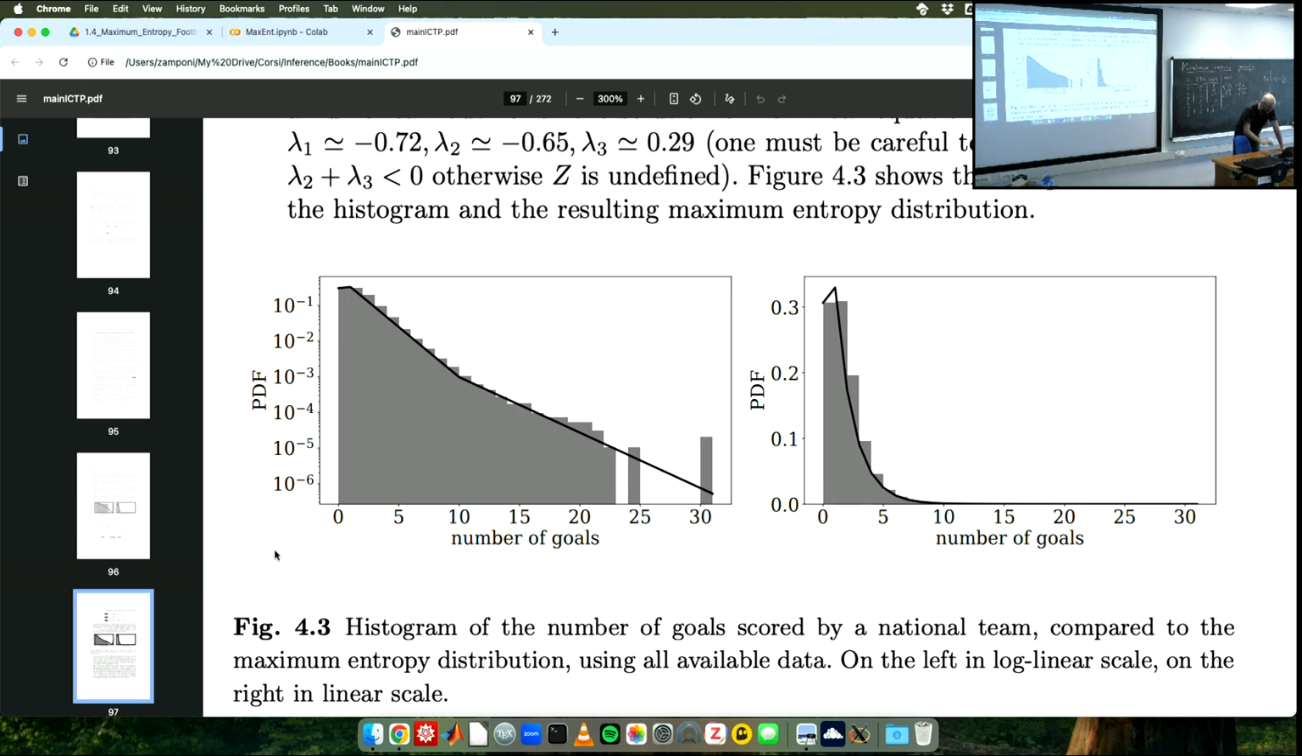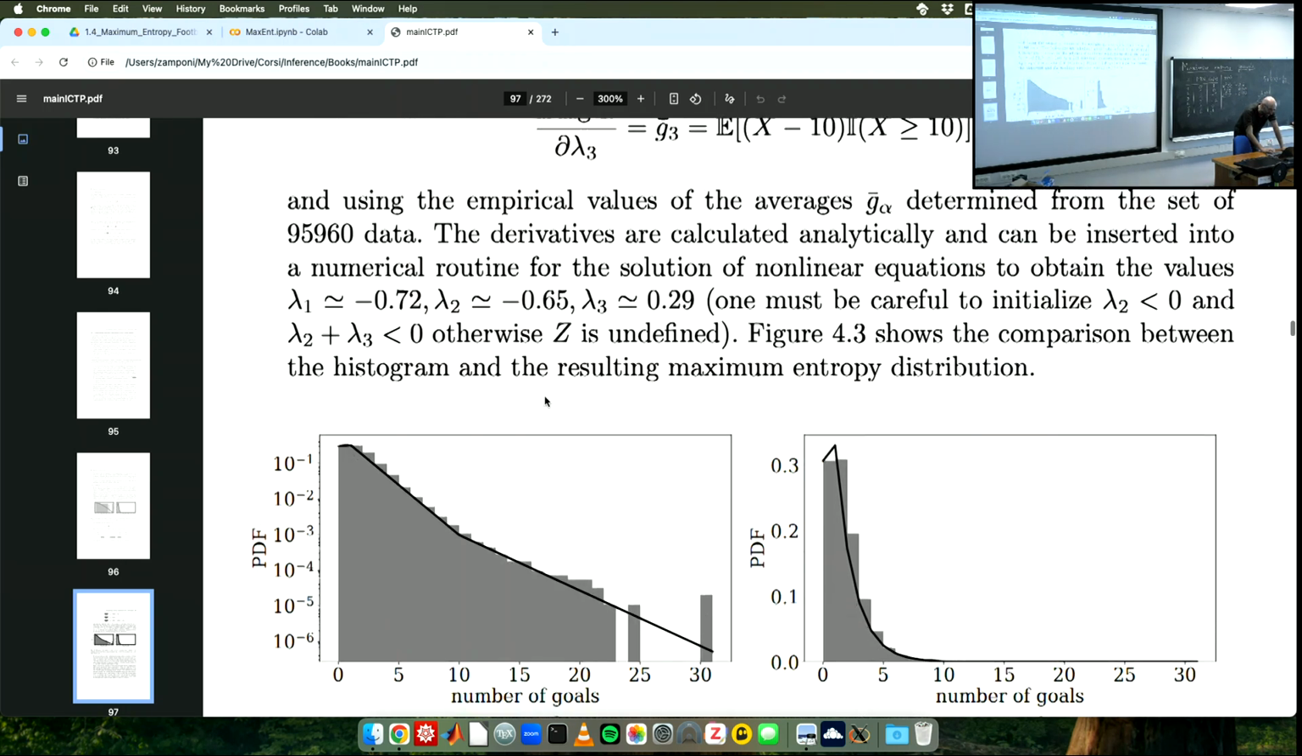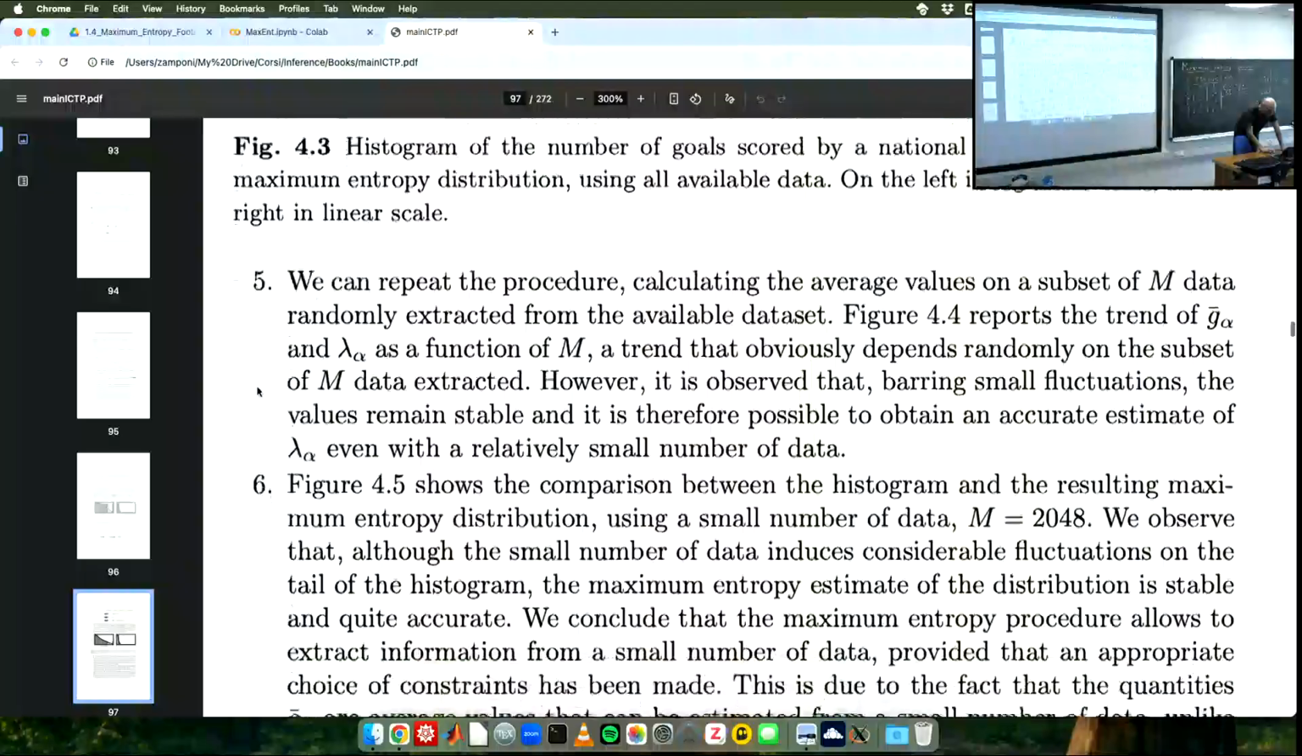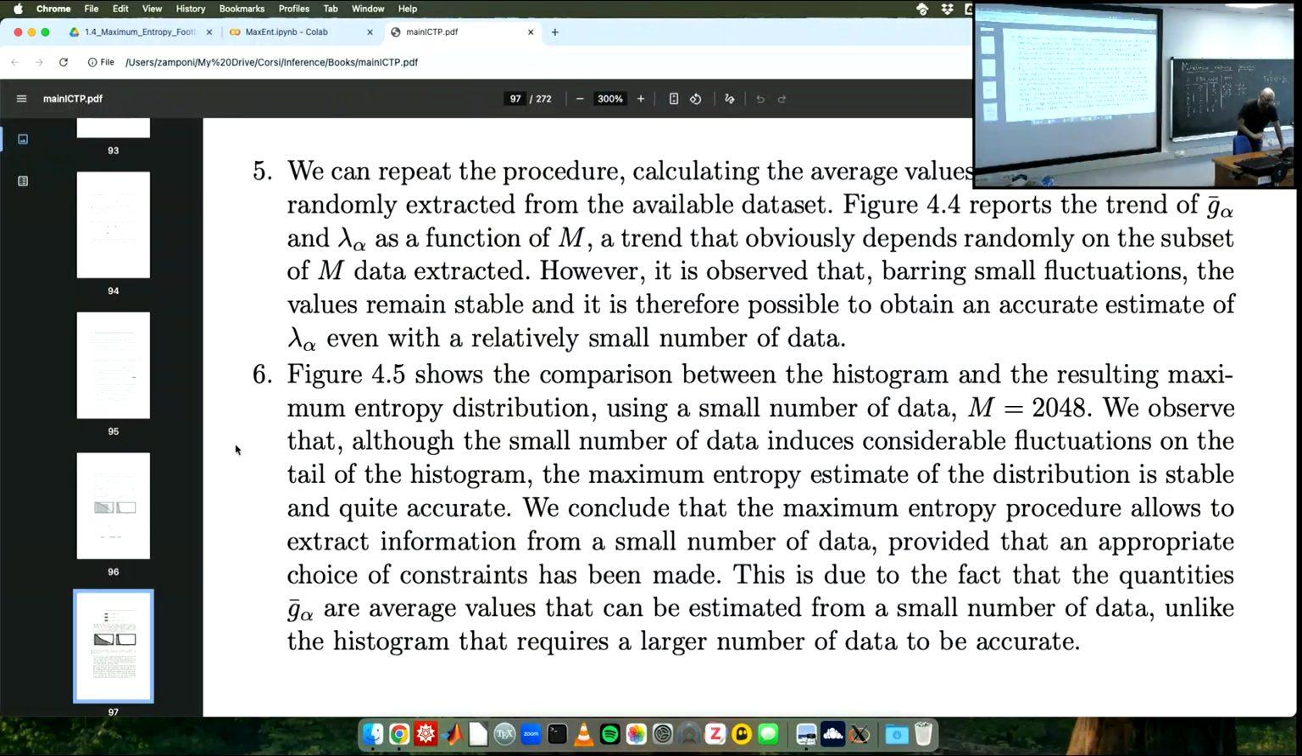Okay, why is this interesting? This was done with all the data. So I have 50,000 matches. In each match, there are 2 scores for the 2 teams. So I have 100,000 data. But I can repeat the procedure on a subset of all the data. I can take at random m matches, and look at how things change when you change the number of data that you have.